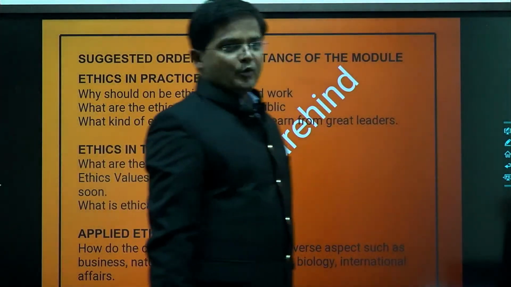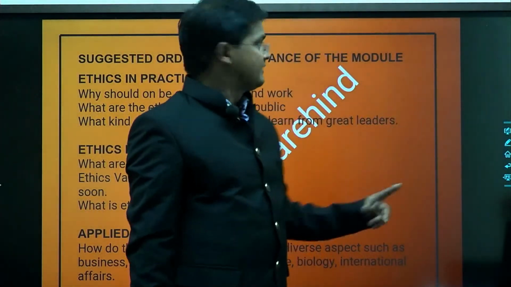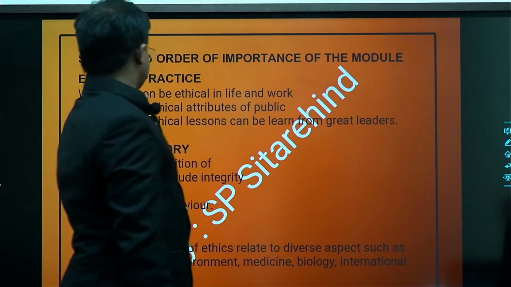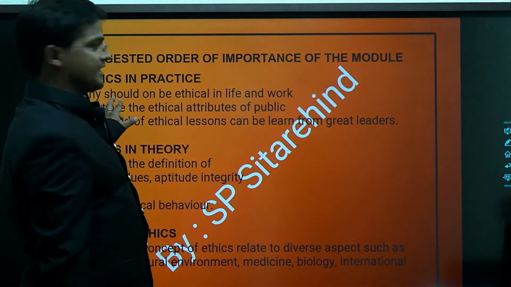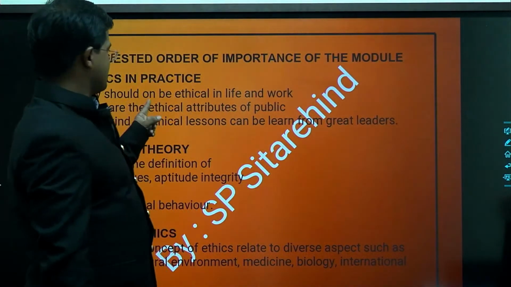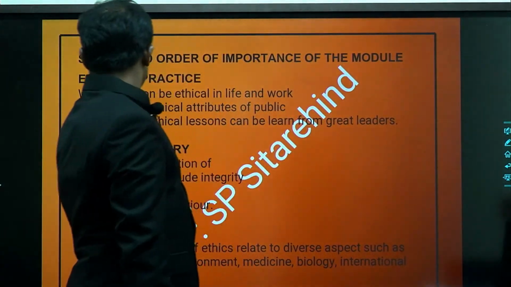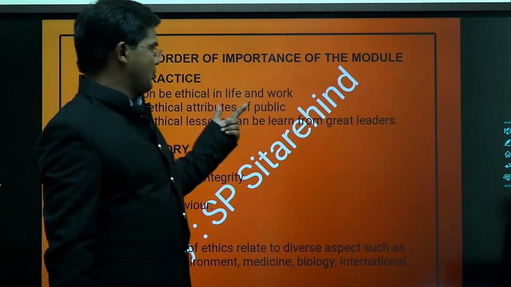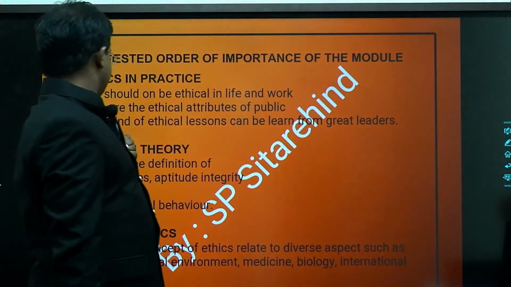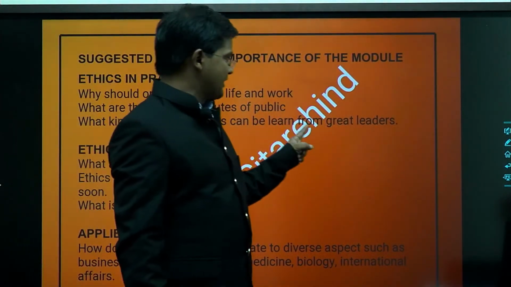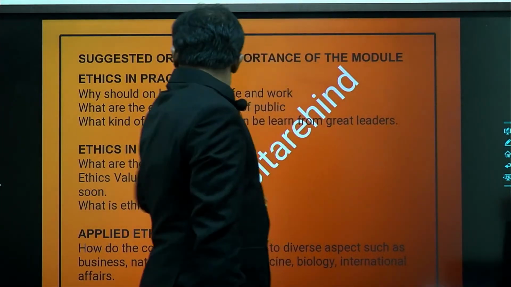Suggested order of importance of modules. Point 1, ethics in practice. Under it we will discuss why one should be ethical in life and work. Point 2, what are the ethical attributes of a public servant. Point 3, what kind of ethical lessons can be learned from great leaders.